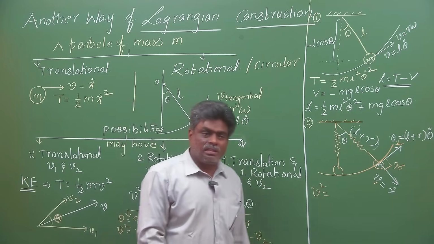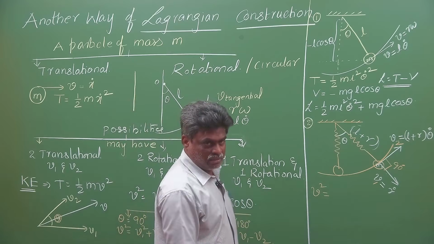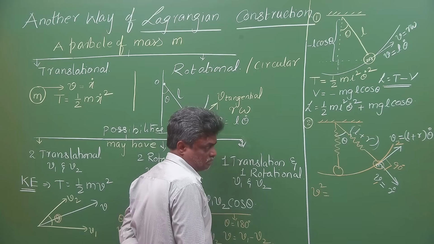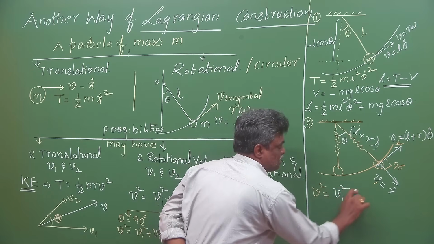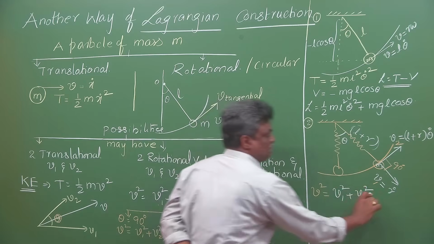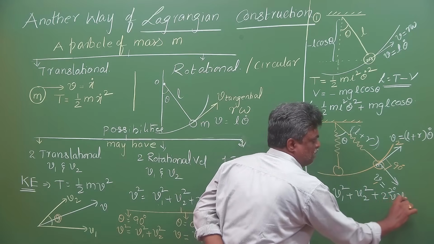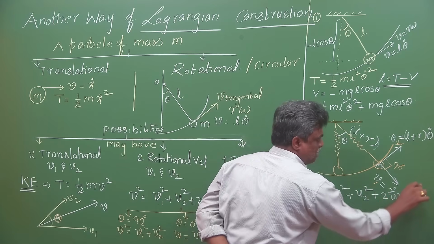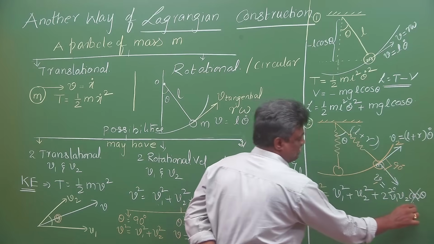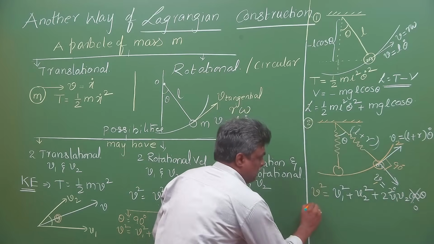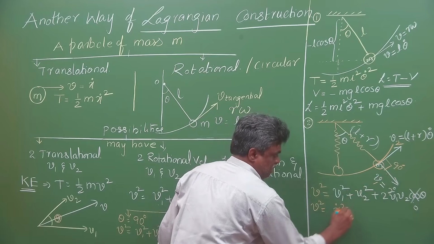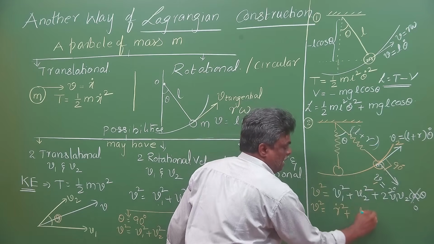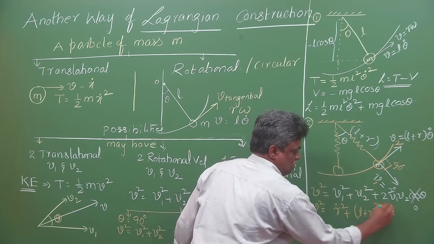Even a 10th class student would say that is wrong. It is 0. So, V1 square plus V2 square, that's it. V1 square plus V2 square. Sit down. 2 V1 V2 cos theta, here cos theta is what? 0. That's why V square equals V1 square plus V2 square. Over.